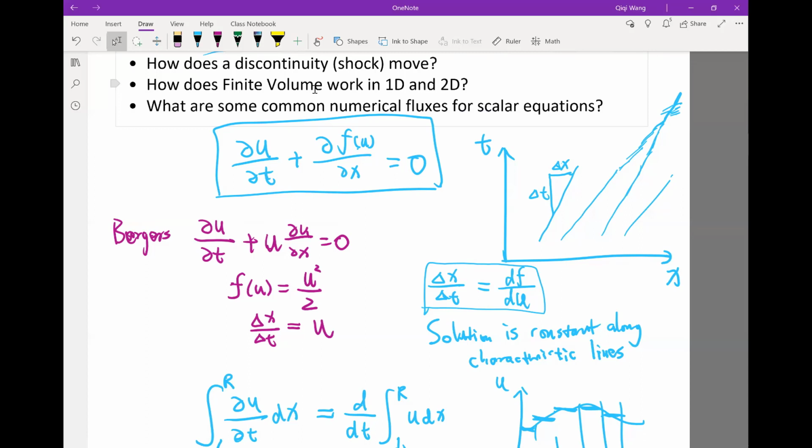And what are some common numerical fluxes for scalar equations? You can take the average of the two sides of an interface, right? The numerical flux means I want to approximate the value of the flux on the interface while I only know the averages of the solution at the two sides. I can average the solution over the two sides and apply the flux function. That works if I'm in a smooth region.